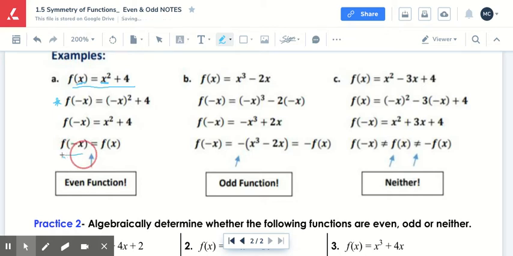which is exactly the same as the original function. So that means when you put in negative x in place of x, you got the same thing as the original function all over again. So that makes this one an even function.